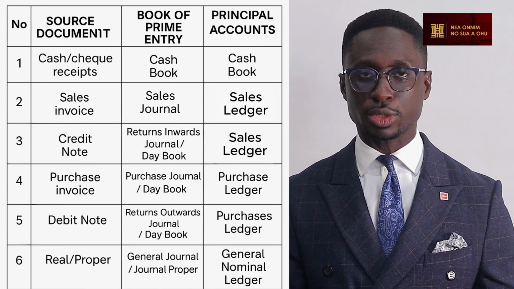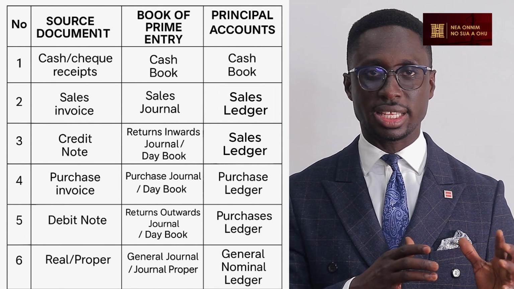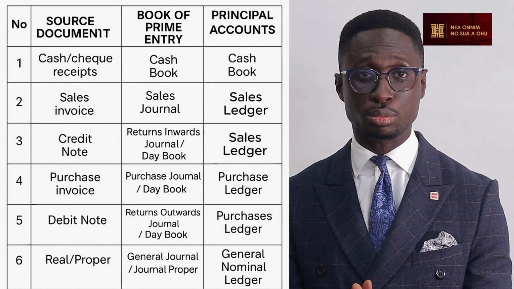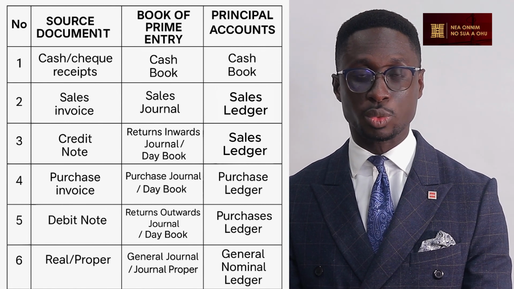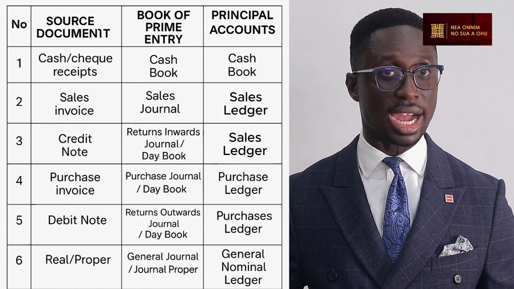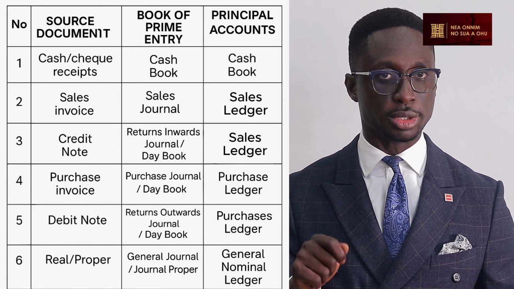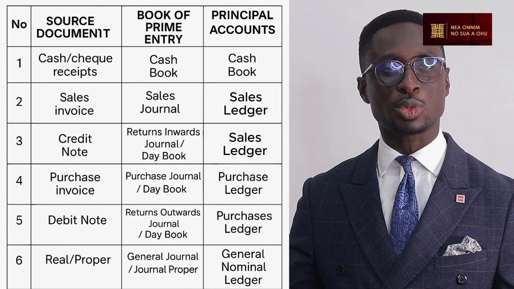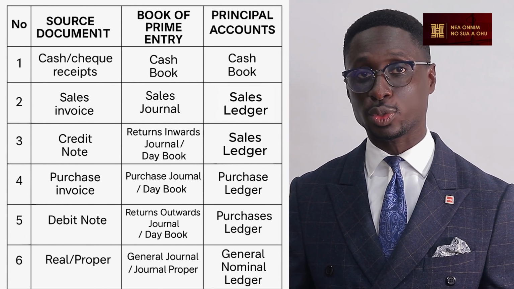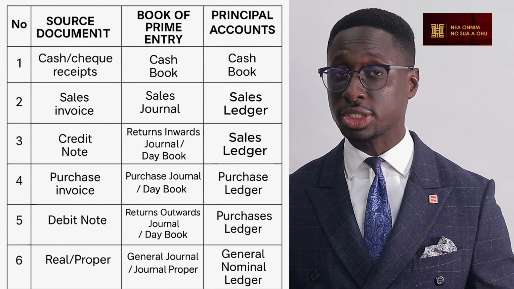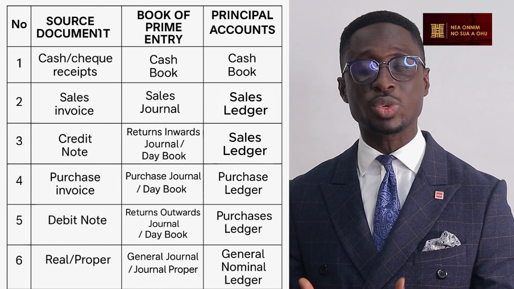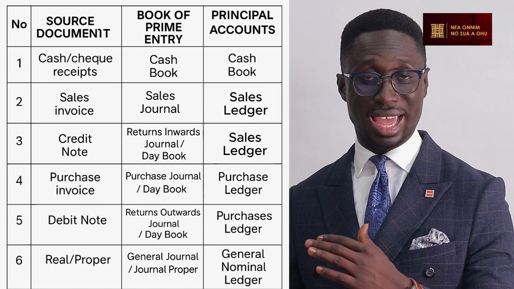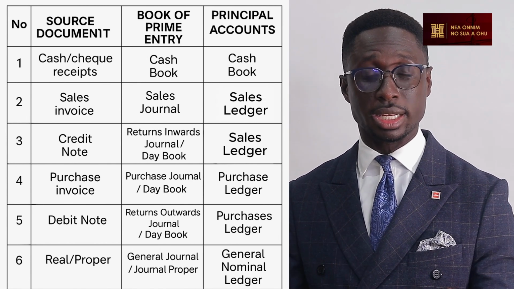So now let's look at the debit note. The debit note would have been recorded in its book of prime entry, which is what? Returns outwards day book. Returns outwards day book or journal. When it comes to its principal book of accounts, that is going to also be what? The purchases ledger. So that we can net off all our purchase invoices against our debit notes.